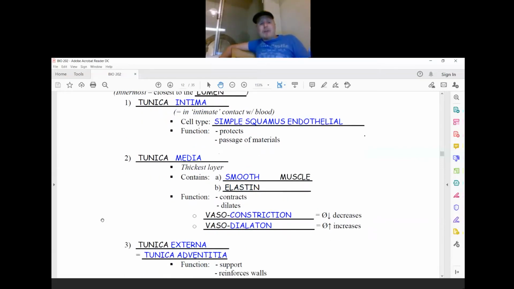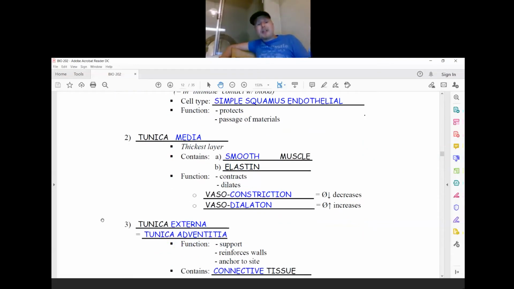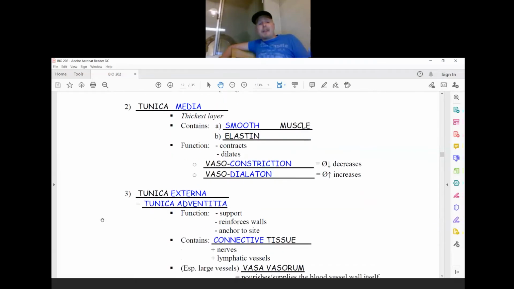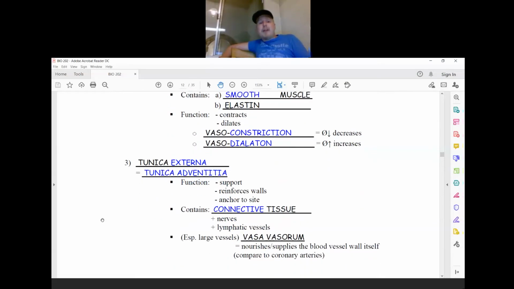So let's have a look at the last layer, tunica externa. Externa, I think, is a word that gives us a clue that it's the outermost layer. Often, tunica externa can also be described as tunica adventitia, depending on where you study, but both words would be useful to know. The function of the outermost layer is really to support the rest of the blood vessel, reinforce the walls, and anchor these vessels to the site where they're at.